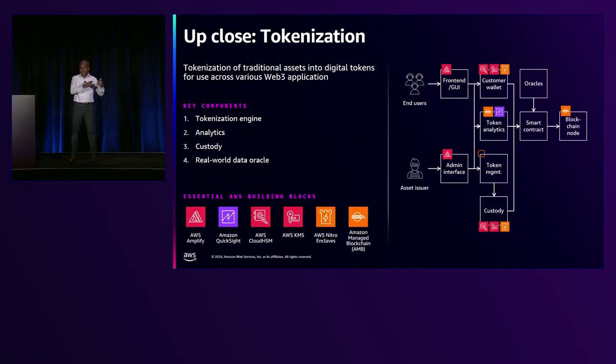And just like what you saw on the other end from the end user, there's also a custody side of things. On the end user side, you saw the wallet. On the asset issuer side, you're going to see custody, right? And same thing, it has a very, very high security bar that needs to be met. And those are some of the solutions that we provide here, right? And that blockchain node, which is the RPC endpoint we talked about, could be your own node, or it could be one of the managed services that we offer with Amazon Managed Blockchain.